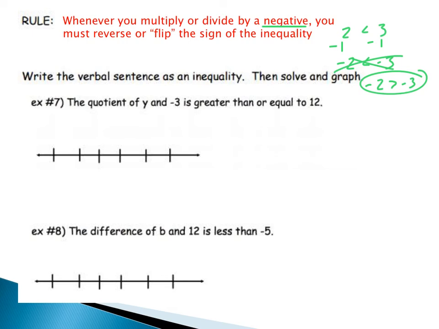Okay, so this is one rule you're going to need to write down and need to understand when you see problems with inequalities. All right, last two examples in here. We're going to take these verbal phrases, write them as an inequality, then solve and graph. So first of all, we have the quotient of y and -3 is greater than or equal to 12.